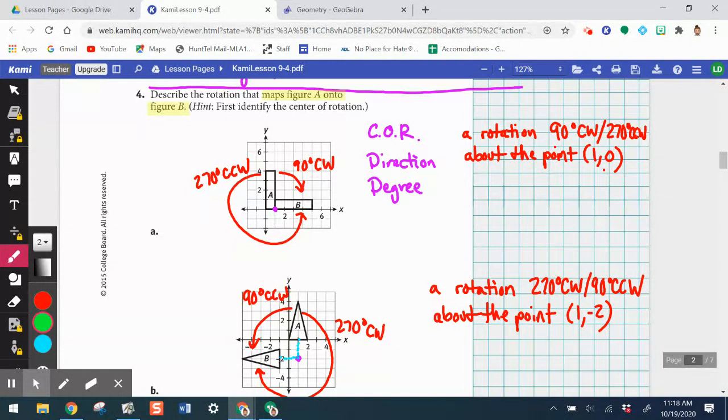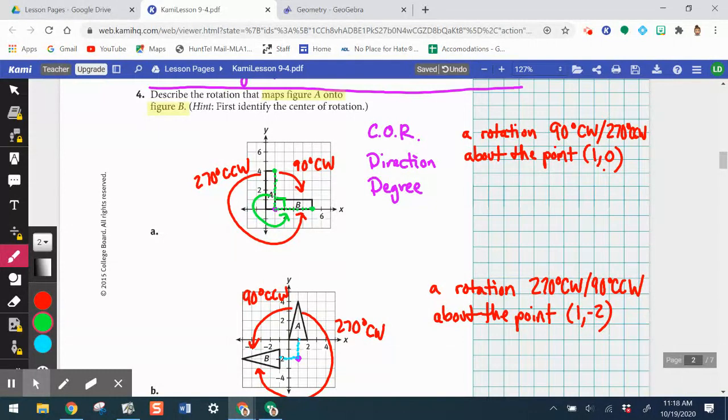And if you're wondering how I knew it was 90 degrees clockwise, well, this point here at this vertex of the rectangle maps here. And one of the cool ways is if you connect corresponding points to the center of rotation, as I'm doing now, you can actually see the angle that's formed by these two segments. In fact, it forms a 90-degree angle. Or if you look at the other direction, it's a 270-degree angle. So that's what you can do to help you figure out the degree of rotation and use corresponding points to find out the direction.